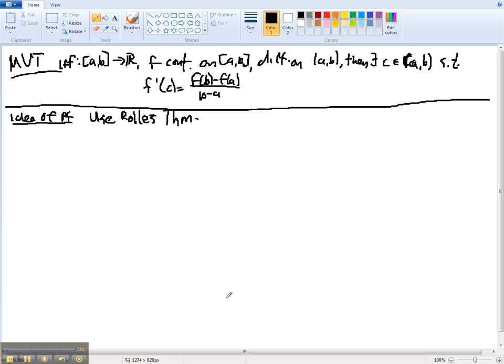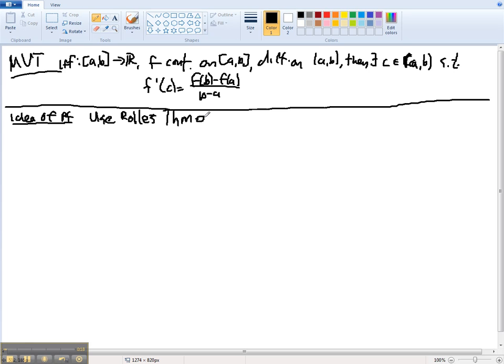This is a screencast that's going to explain the idea behind the proof of the mean value theorem. You can reread the mean value theorem, but the whole idea is we're going to use Rolle's theorem. But Rolle's theorem only works if you have the endpoints being 0, and you don't necessarily know that here.